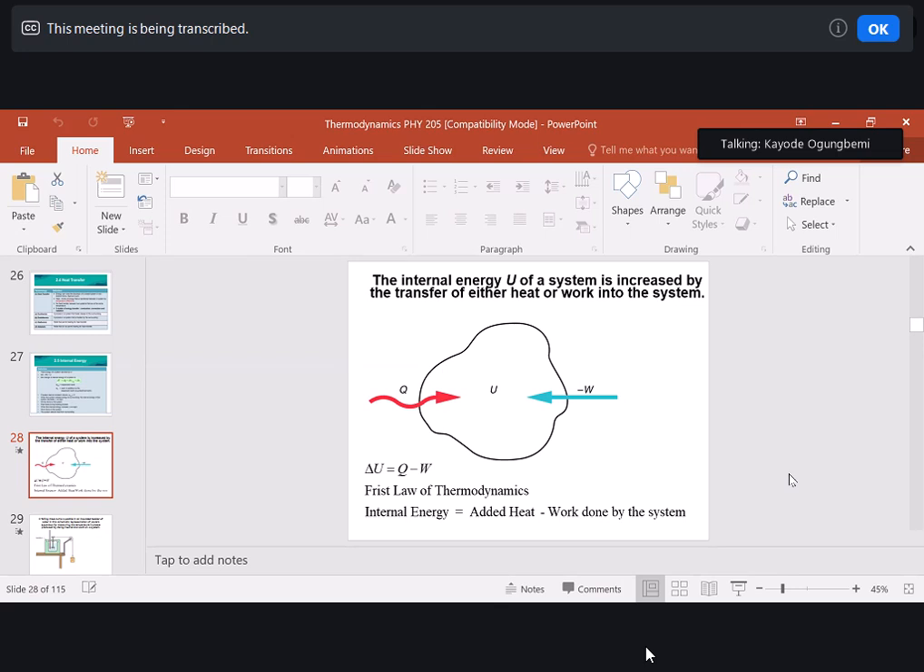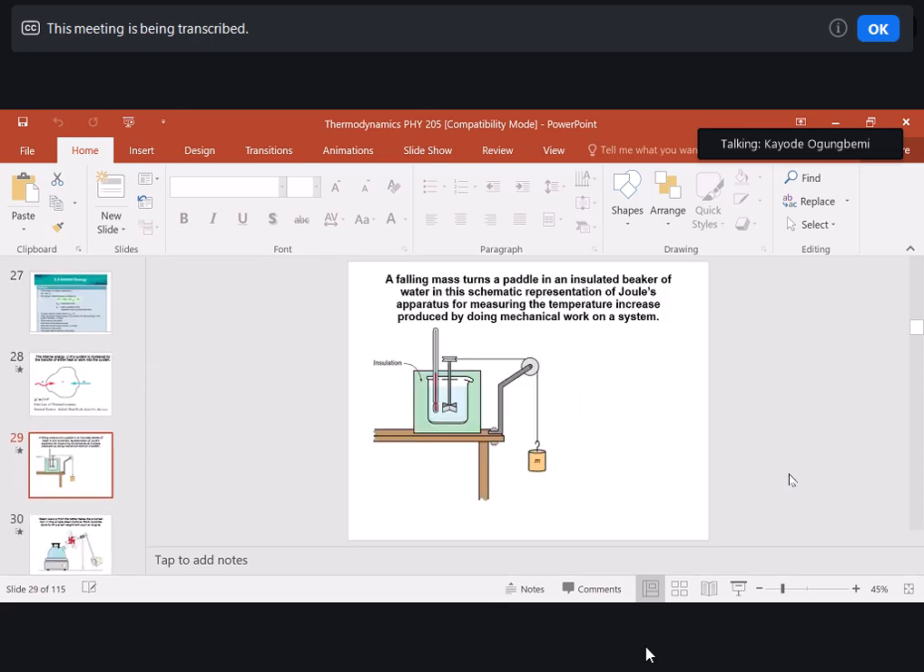So in that case, the change in internal energy of that system will be Q minus W. And that is what the first law of thermodynamics is saying, that the change in total internal energy of a system is the difference between the heat supply and the work done by the system, okay? So internal energy change equals heat added minus work done by the system. That is what that law is talking about. And those are the simple things you need to remember.